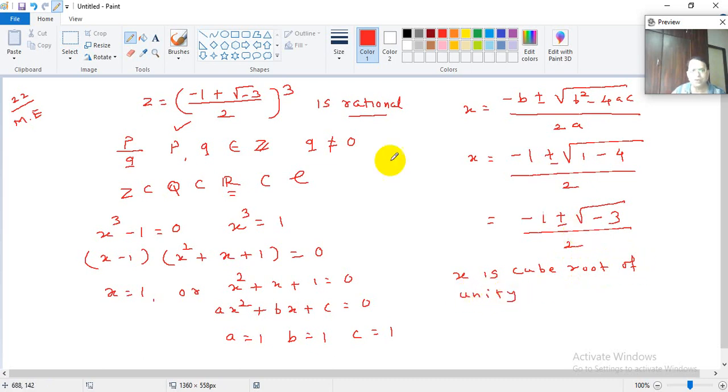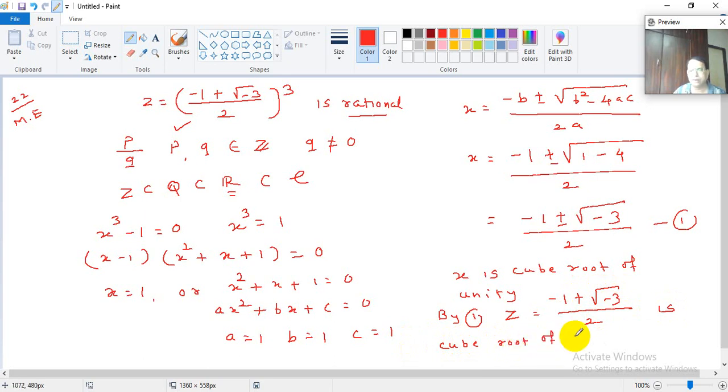Then this z that is given is the cube root of unity. Say this is 1, let us call it 1. So by 1, z, which is equal to -1 plus root of -3 divided by 2, is cube root of unity. Is cube root of unity. What do you mean it is cube root of unity? That is z raised to 3 is 1.